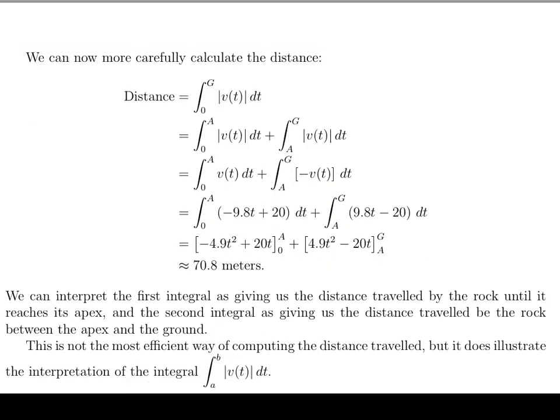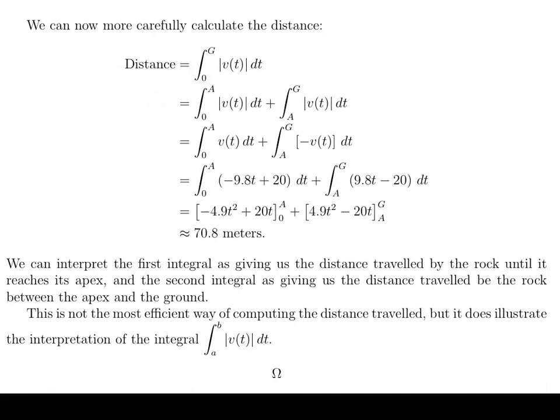I definitely think this is not the most efficient way of determining the answer to this question, but it does illustrate the interpretation of the integral of the absolute value of v of t as giving you a distance traveled. You might try to think about how you could calculate this in a much more efficient manner. Okay, that's all for now.